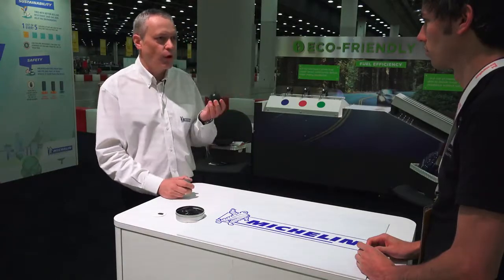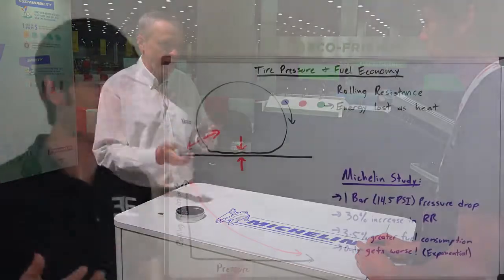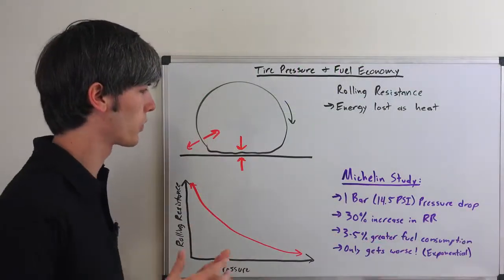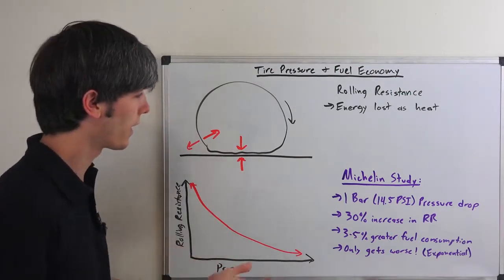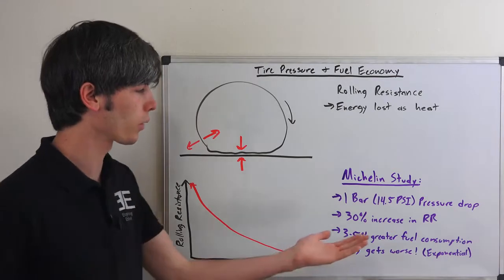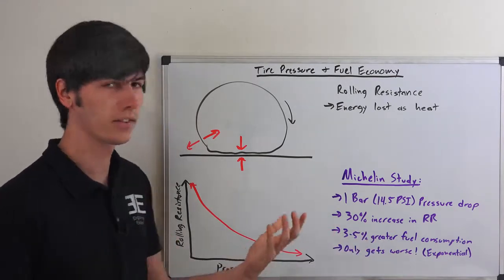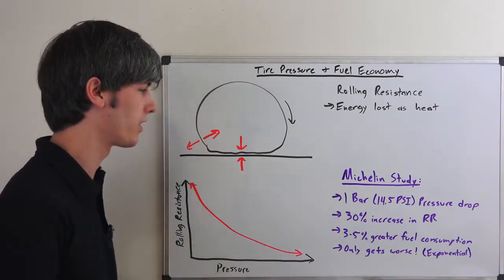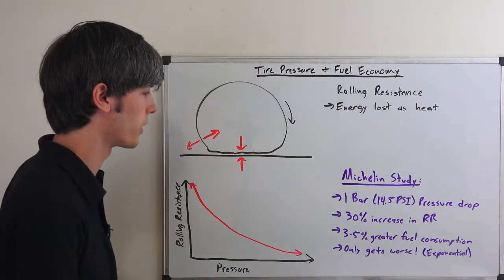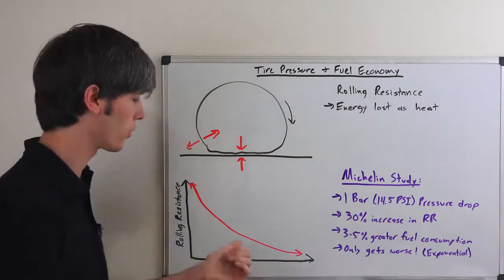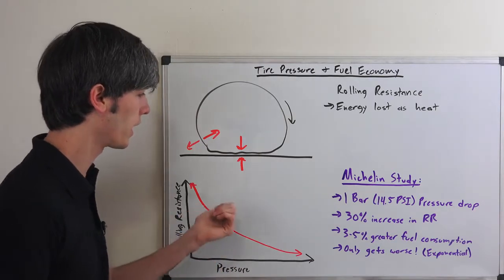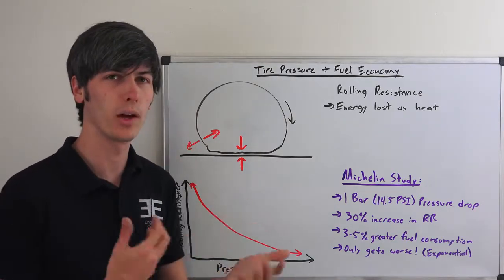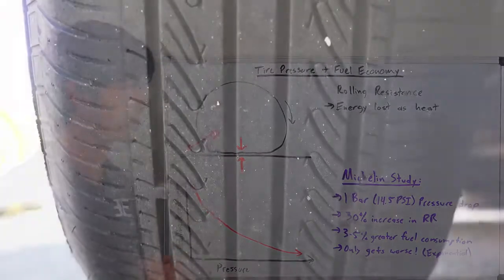Michelin did a study where they reduced the tire pressure of a tire by 1 bar, or 14.5 psi, from what the manufacturer had set it at, and they noticed a 30% increase in the rolling resistance, and this equates to about a 3 to 5% greater amount of fuel consumption. And as I mentioned, this only gets worse. As you keep continuing to decrease pressure, you exponentially gain rolling resistance, and that means you exponentially gain how much fuel consumption you're going to have.